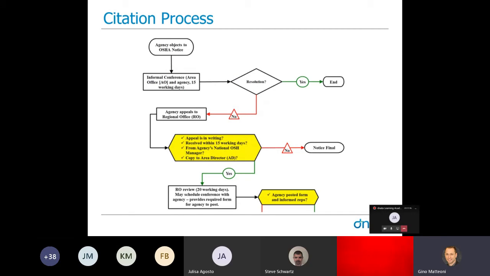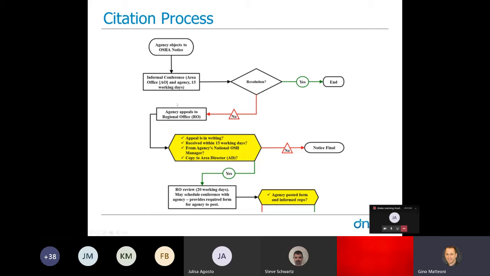The citation process itself, I won't get into with a whole lot of detail, but there is a follow-up process. There is a way to challenge the citations, either an informal conference or what they call a formal conference. It's fair to say that any citation we receive, as I mentioned, everybody on this call has very committed folks that are going to act on your behalf, we're more than likely going to go through the informal conference process at a minimum. What does that mean?